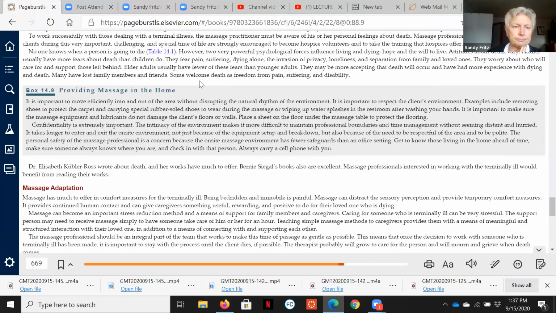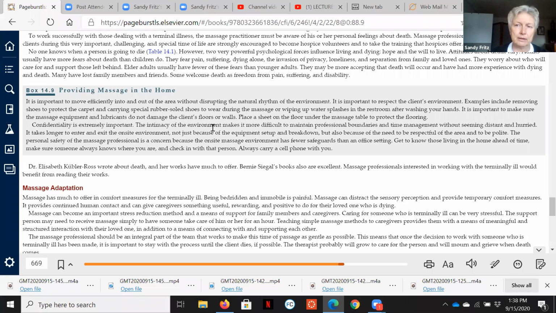Okay, here's a little box that talks about providing massage in the home. There's lots of reasons why you would provide massage in the home. I've done a lot of this with athletes that really can't go out into public without being on stage. And so I've gone into their homes. This is a very viable practice setting, is mobile.